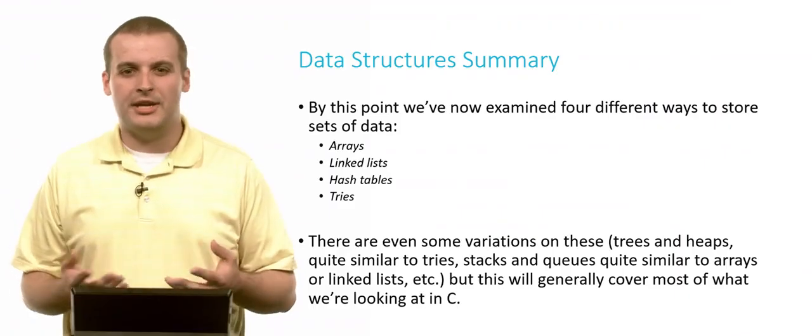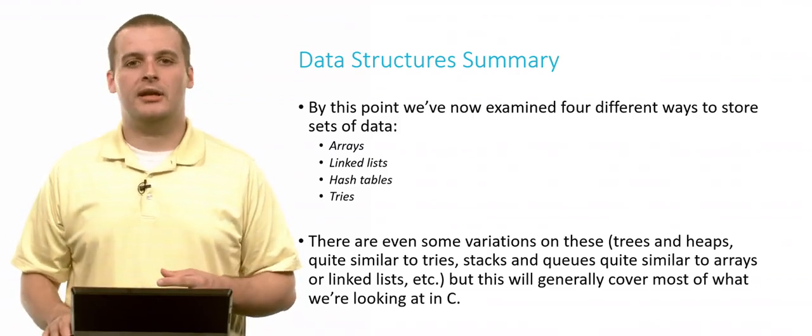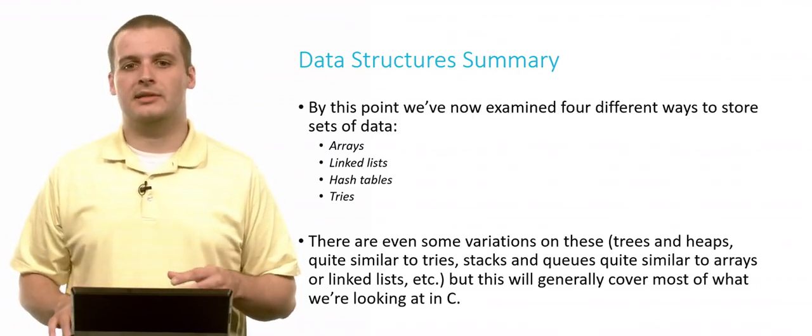So in CS50, we've covered a lot of different data structures, right? We've seen arrays and linked lists and hash tables and tries, stacks and queues. We'll also learn a little bit about trees and heaps, but really these all just end up being variations on a theme. There really are these kind of four basic ideas that everything else can boil down to: arrays, linked lists, hash tables, and tries. And like I said, there are variations on them. But this is pretty much going to summarize everything we're going to talk about in this class in terms of C.